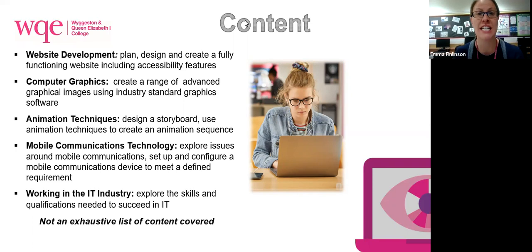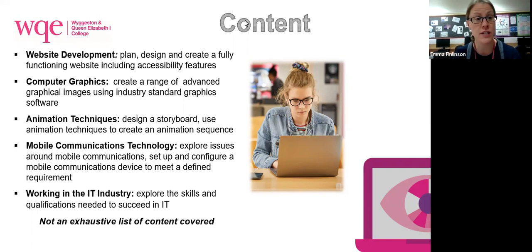So it's working in the IT industry. The IT industry is, of course, one that is always changing. There are new developments of hardware and software all the time, so it's a very fast-paced environment in which to work. We will be exploring the different job roles that are available in the IT industry, looking at the qualifications that you need to get into these various fields in IT, and also looking at the availability of these jobs and the salary, of course, as well. So that's a very interesting unit also.